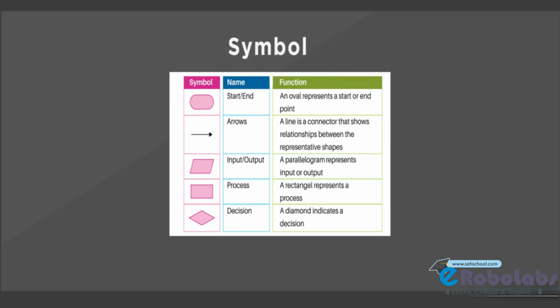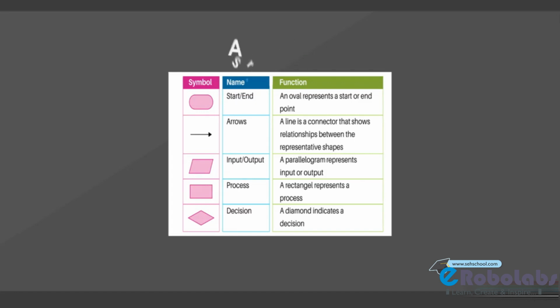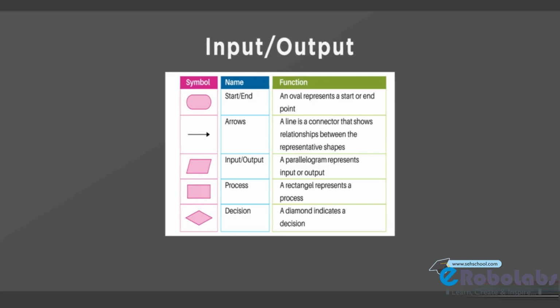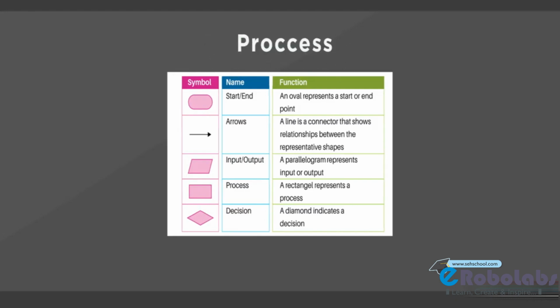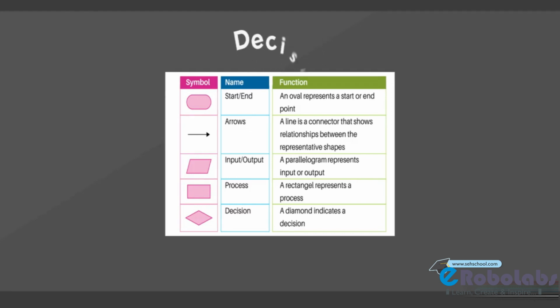Symbol, name, function. Start or end: an oval represents a start or end point. Arrows: a line is a connector that shows relationship between the representative shapes. Input or output: a parallelogram represents input or output. Processes: a rectangle represents a process. Decision: a diamond indicates a decision.